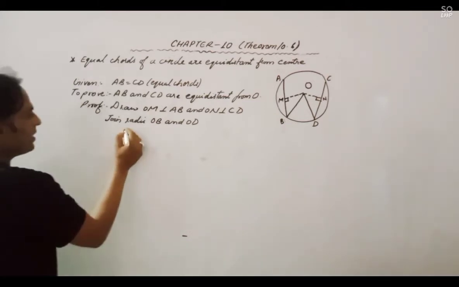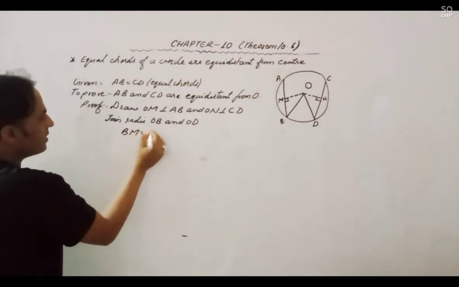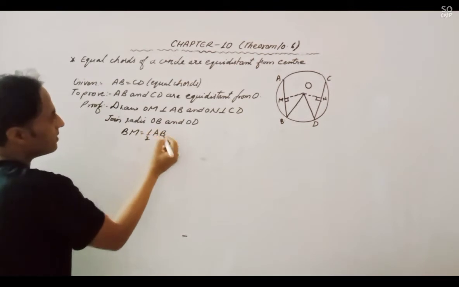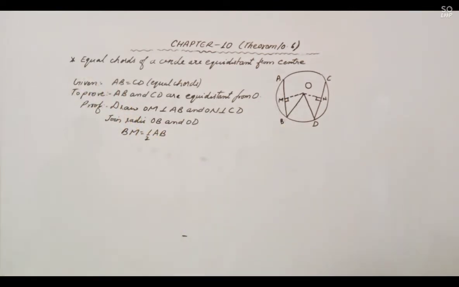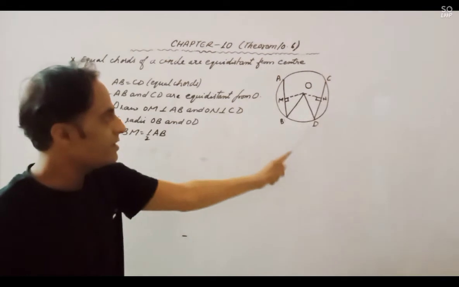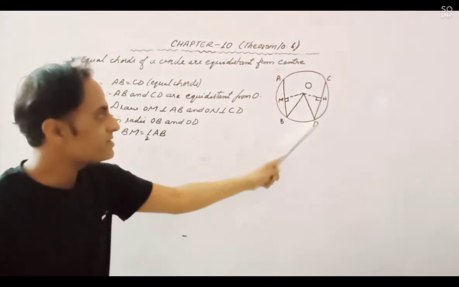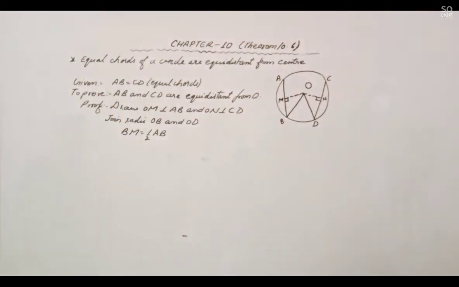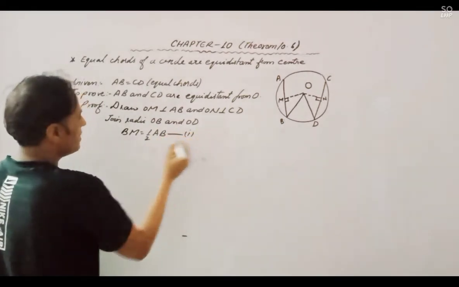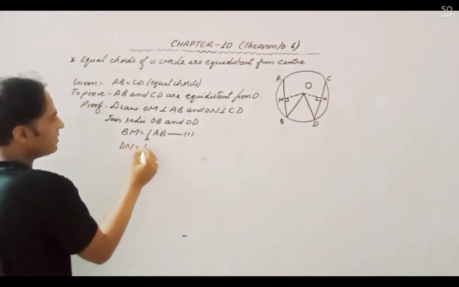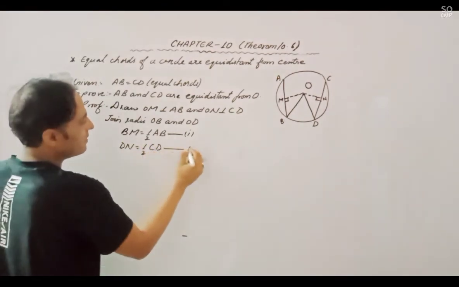After this, we get one statement from here. If you see, this distance BM is half of AB. Alright. Now, similarly, if you see on the other side, DN is half of CD. So distance DN, let this be 1. Distance DN is half of CD. 1, 2.